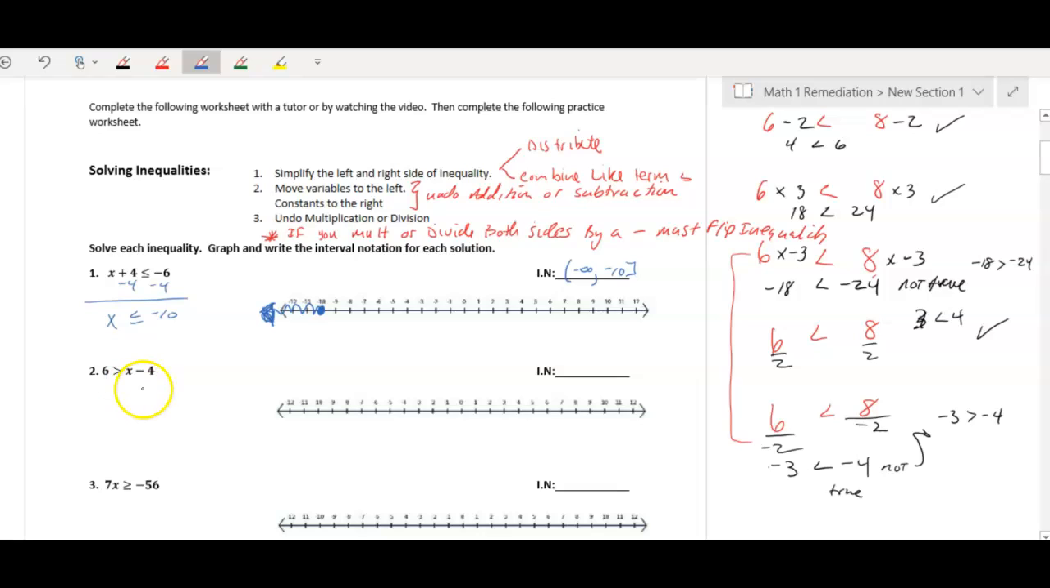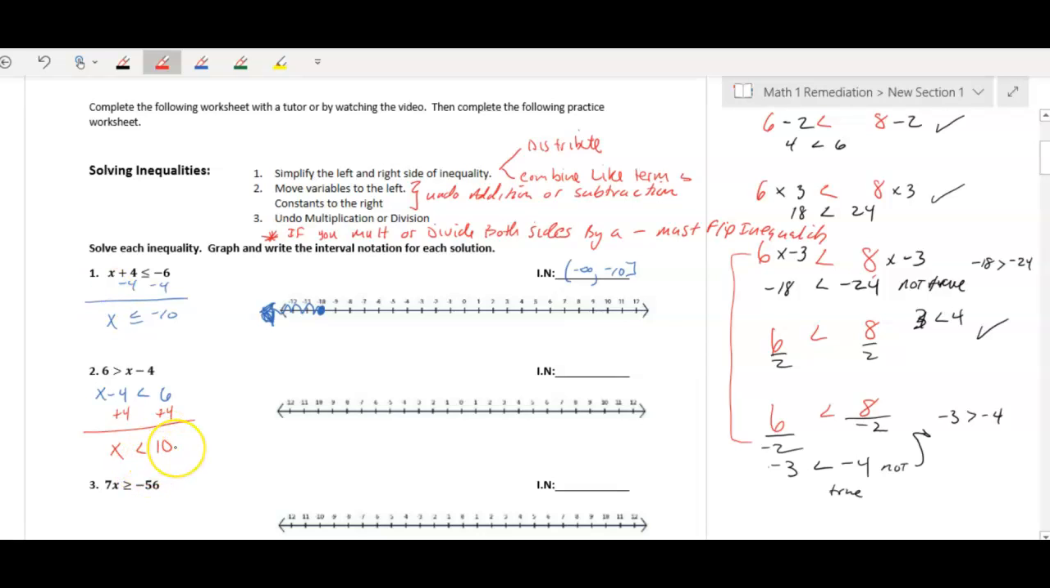Now, anytime an inequality is written like this, I like to rewrite it where I put x minus 4 on the left, 6 on the right, and I have to keep the alligator eating the 6. So now I can go ahead and solve this inequality by adding 4 to both sides. X is less than 10.